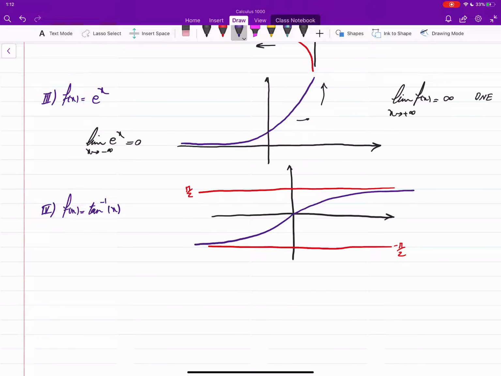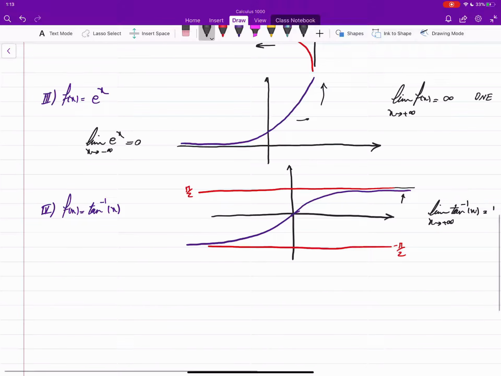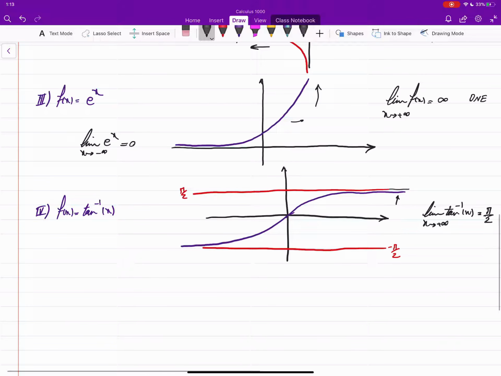Almost. Yeah, here should be a little bit steeper than that, like this guy. Yes, it's better this way. And as you can see, when x goes to plus infinity, this function gets closer and closer to the line y equals pi over 2.